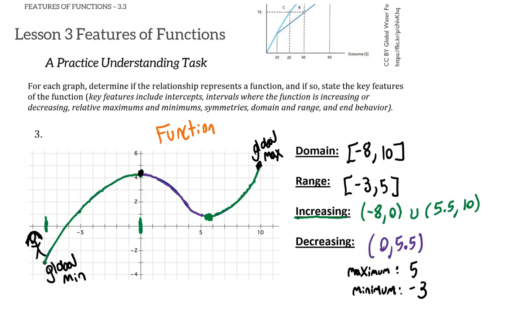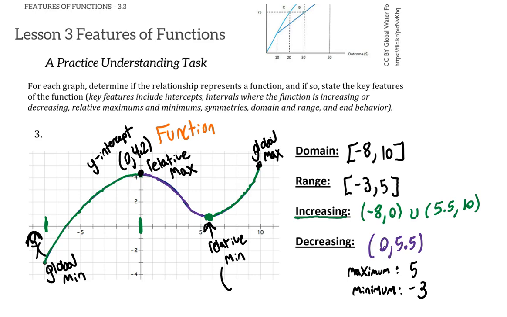We have this point here, which is a relative max. This point looks like (0, 4.2). It's also the y-intercept of the graph. A relative max occurs when there's a change from increasing to decreasing, and when there's a change from decreasing to increasing, we get something called a relative minimum. This would be something like (5.5, 0.9). And also let's mention that we have an x-intercept over here.